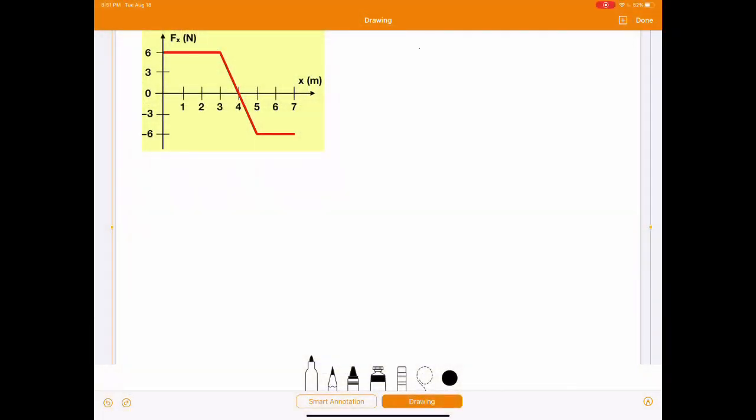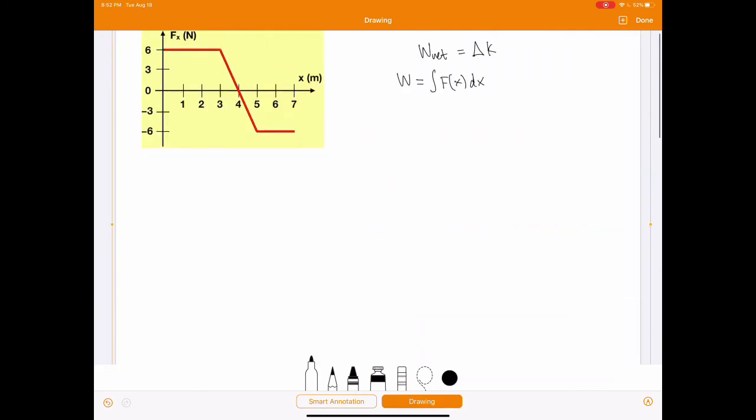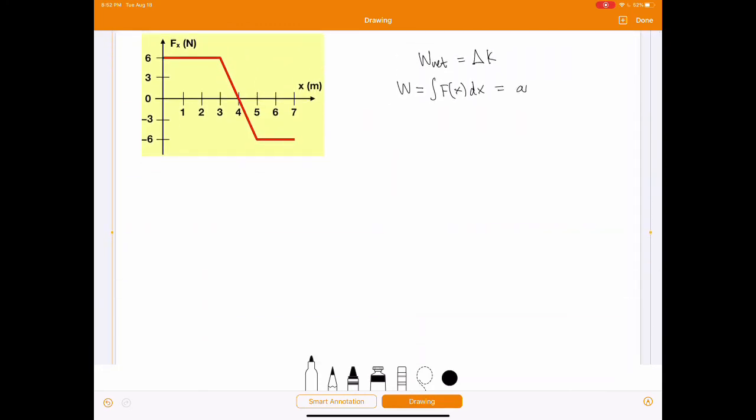So we'll start with the work energy theorem, which says W net is equal to delta K. And in this case, we're dealing with a variable force, so the work is going to be given by an integral. We're integrating the force over x. But we'll also remember that the integral is the same as the area under the curve of the F versus x graph. So for our purposes, it's going to be a little easier to calculate the work by just finding the area under the curve. So there are two parts to this.